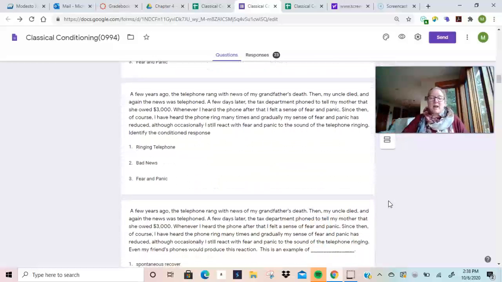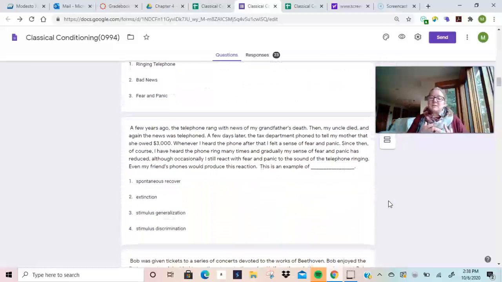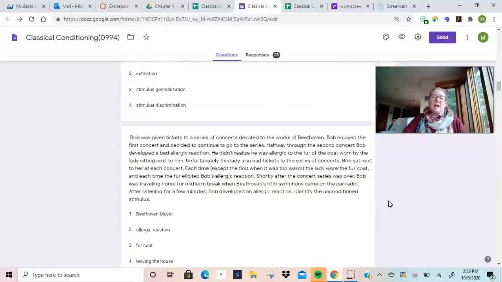So the conditioned stimulus is now really the ringing of the telephone, and the conditioned response, again, is fear and panic. Although occasionally she still reacts with fear and panic to the sound, even her friend's phone would produce this reaction. What is this? It would be stimulus generalization. So it is now any phone call produces these feelings, okay?